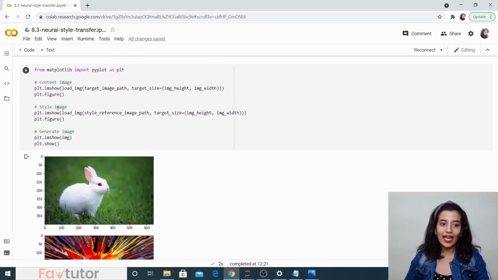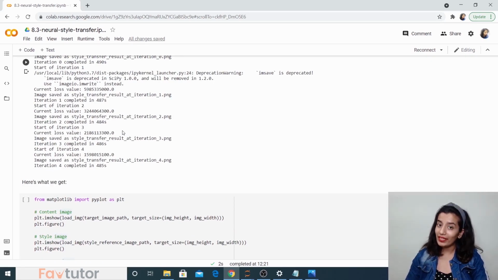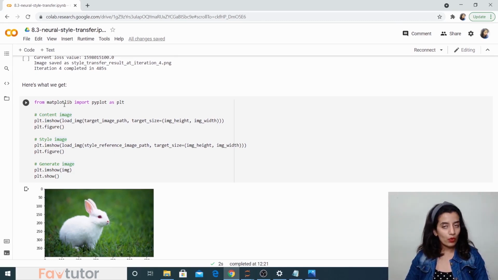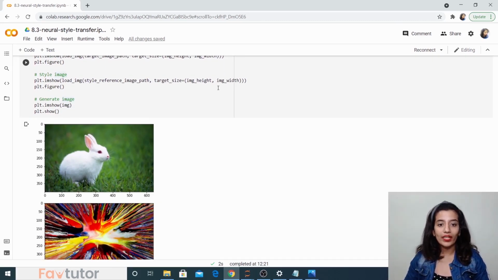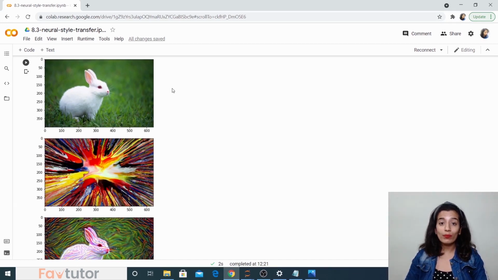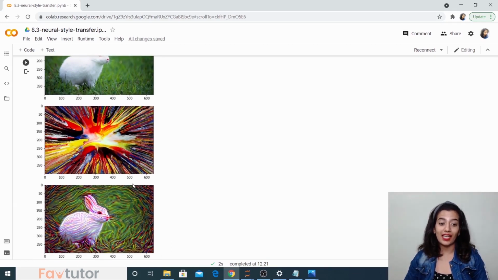After that I have to visualize the images that I have got, that means the combined image, that is the style transferred image. So I'm using the matplotlib library in order to visualize those things. I'm providing the particular height and width for those images. Now you can see how beautifully we can create a style transfer.